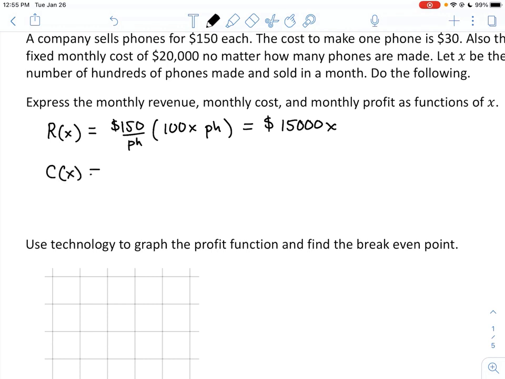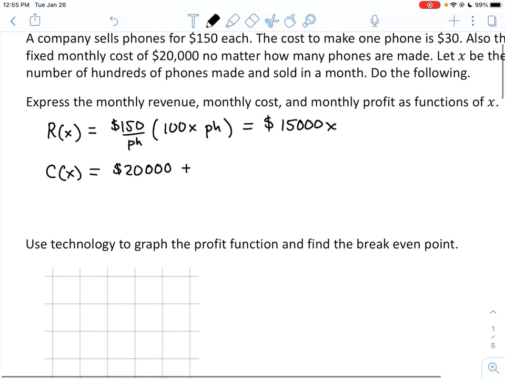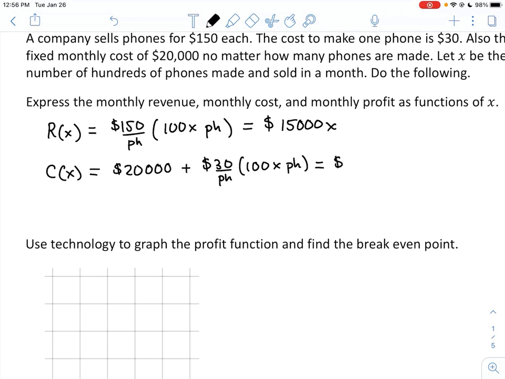Your cost is a combination of what's called a fixed cost, which is this 20,000. That could be, for example, the cost of the building in which you are running your business. The monthly costs that have nothing to do with how many phones you actually sell. It's fixed, 20,000 per month, plus you have to pay for constructing the phones that you plan to sell, and that costs $30 per phone, again multiplied by 100X phones. The units here will be dollars. Ultimately, it's going to be 20,000 plus 3,000X. This is our cost function.